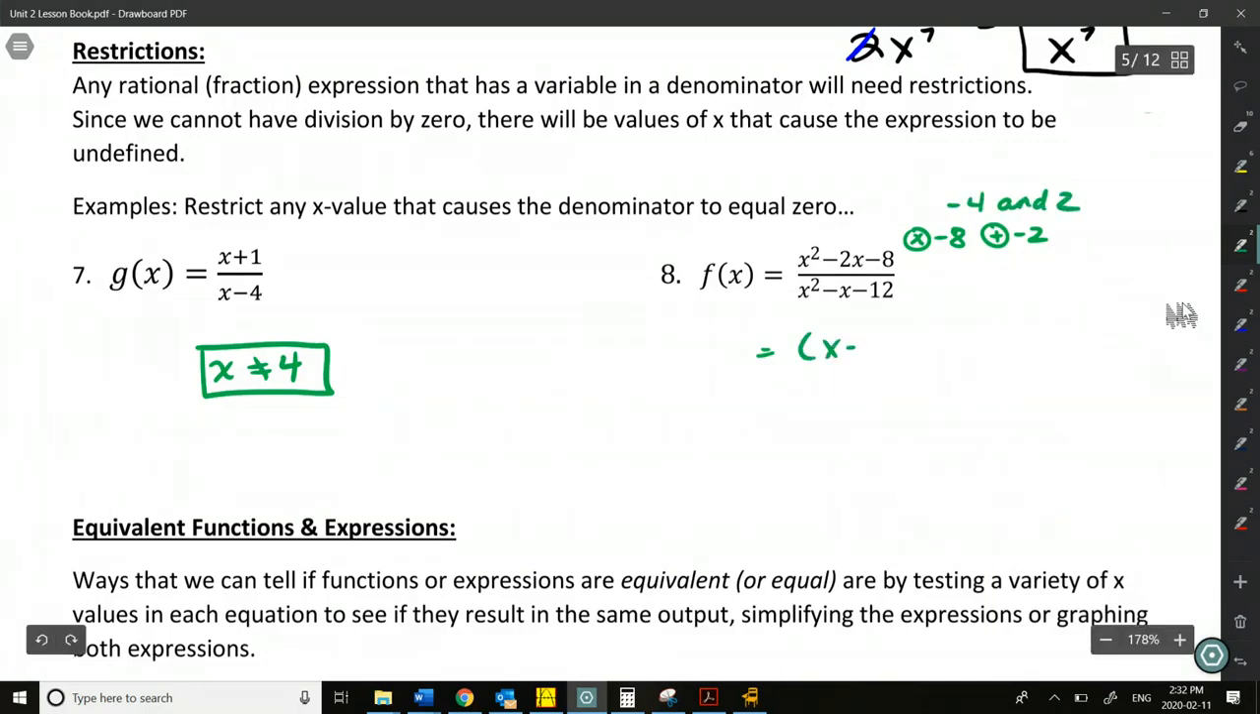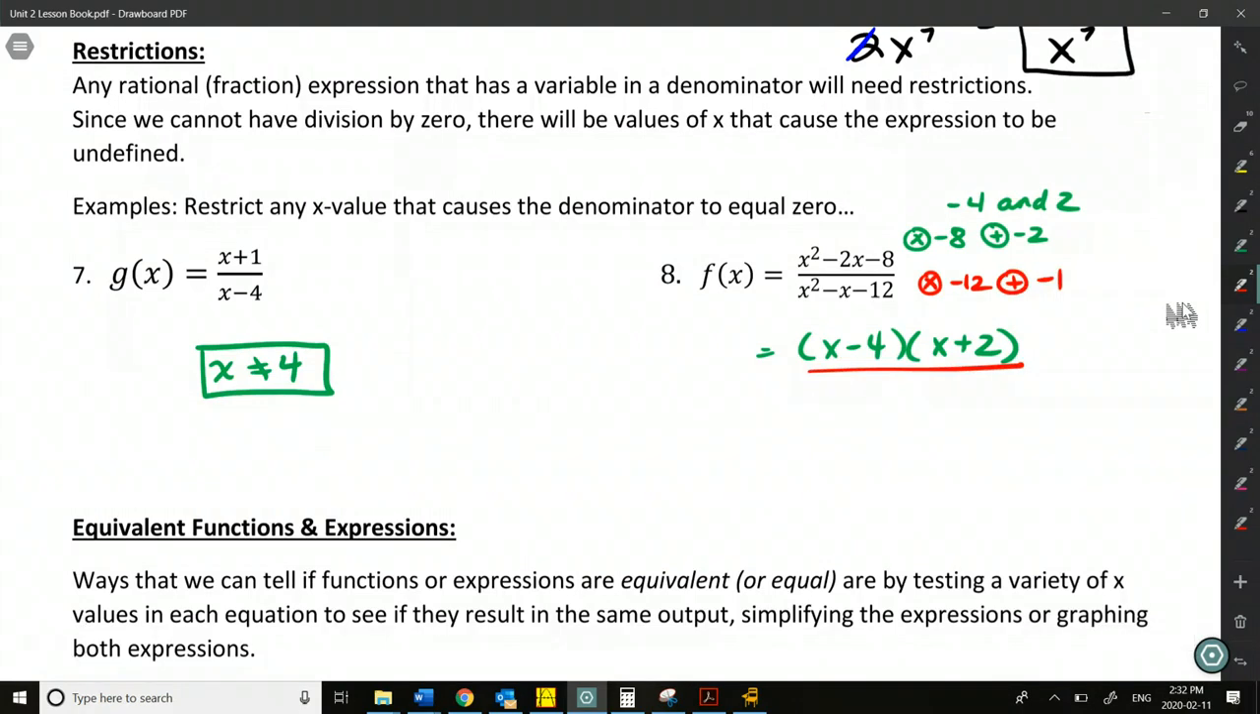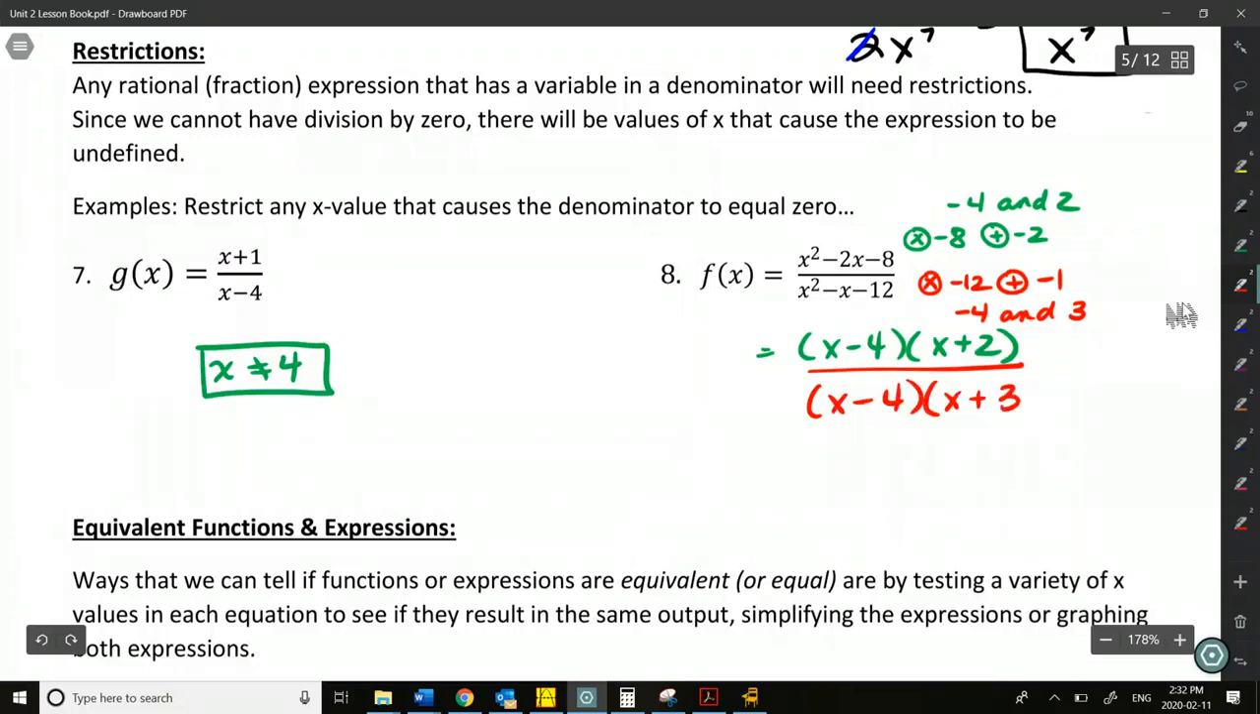-4 and 2 should work for that. Okay, and then for the bottom, multiplies to -12, adds to -1. Okay, so this is kind of like we're entering into some of the stuff that we're going to be doing in this unit.